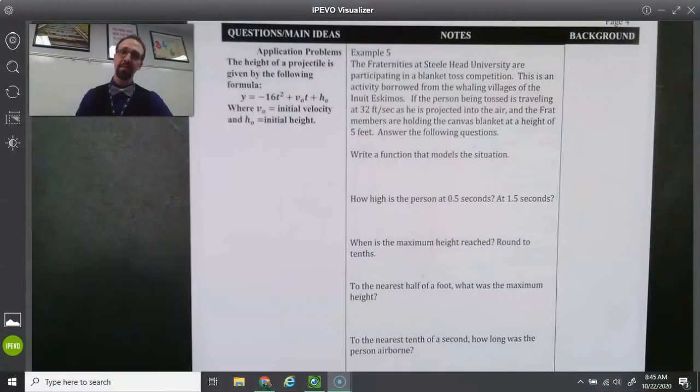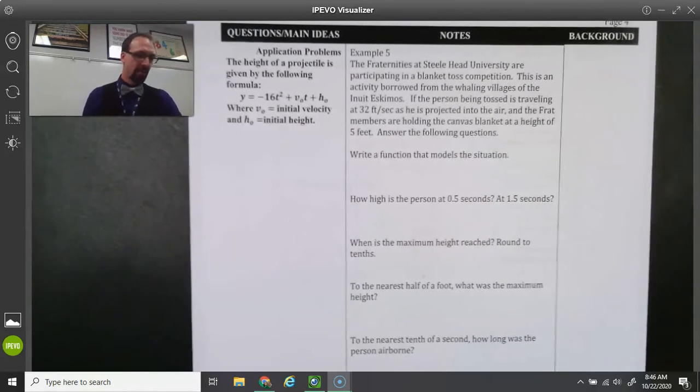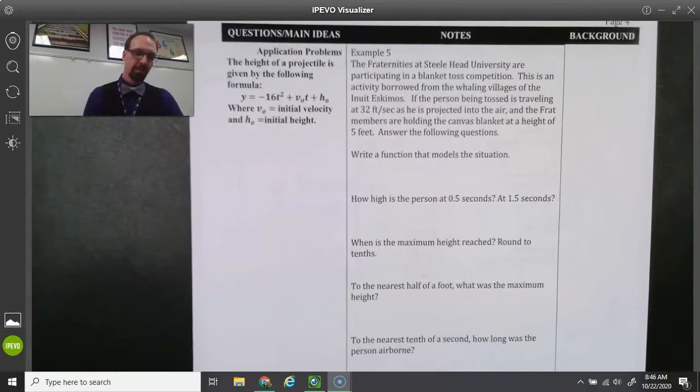We're on Example 5. Example 5 talks about some application problems. First we're going to talk about fraternities at Steelhead University. This is an actual common event that they've had in the past where they've basically tossed people on blankets. And this activity is actually borrowed from whaling villages of the Inuit Eskimos.